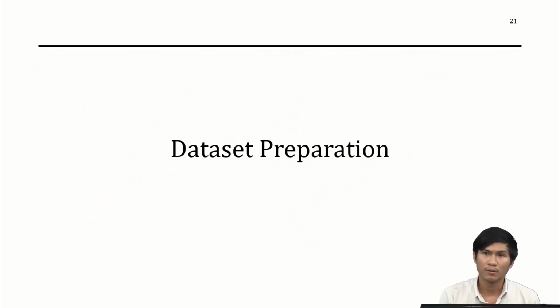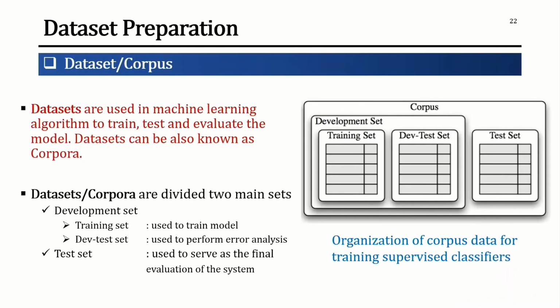Next, we will talk about dataset preparation before we can build a model for either text classification or machine learning. So what are datasets? Datasets are used in machine learning algorithms to train, test, and evaluate our models. They can also be called corpora. So whether we use dataset or corpora, it is the same.